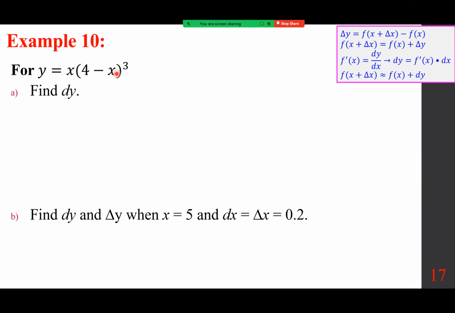All right. y is x times the square root of 4 minus x cubed. We want to find dy, and we know dy is f prime of x dx. The moment you hear dy, just differentiate first. Find f prime of x, or dy dx, which means we are going to use the product rule first. x gives you 1.